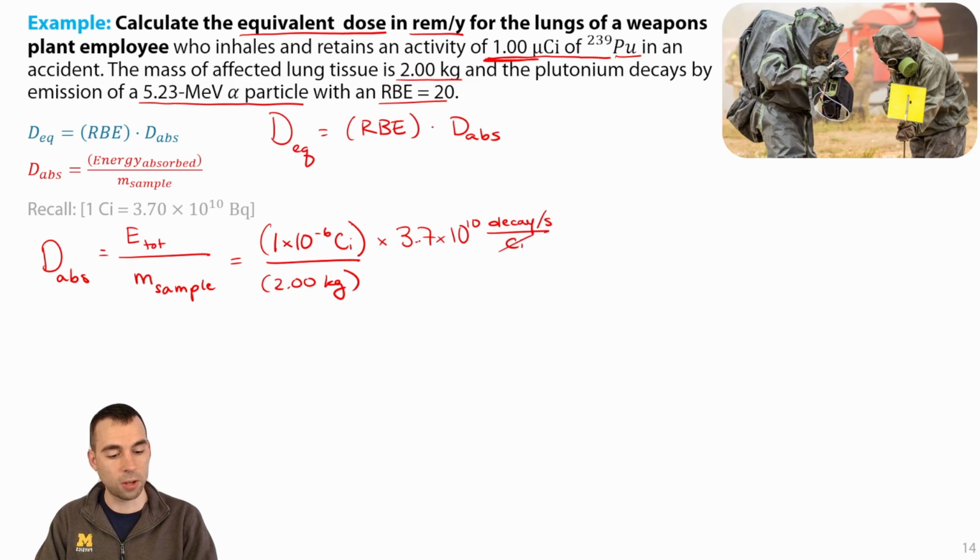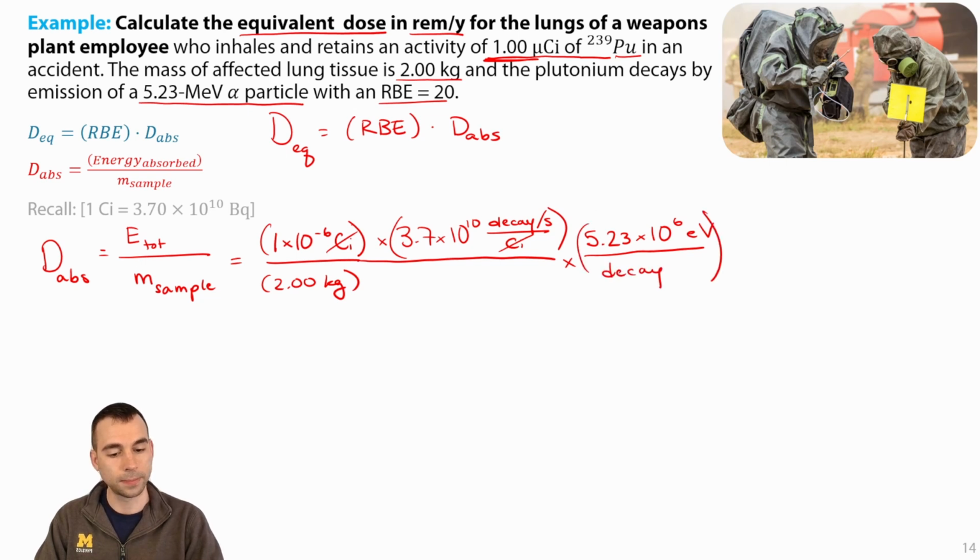And that's in every single 1 curie. So that'll get us out of curies and bring us into decays per second. And we know that in every single decay process we emit an alpha particle that has 5.23 mega electron volts. I'll go ahead and put that into electron volts for now, and that's for every alpha decay. We have that many eV.